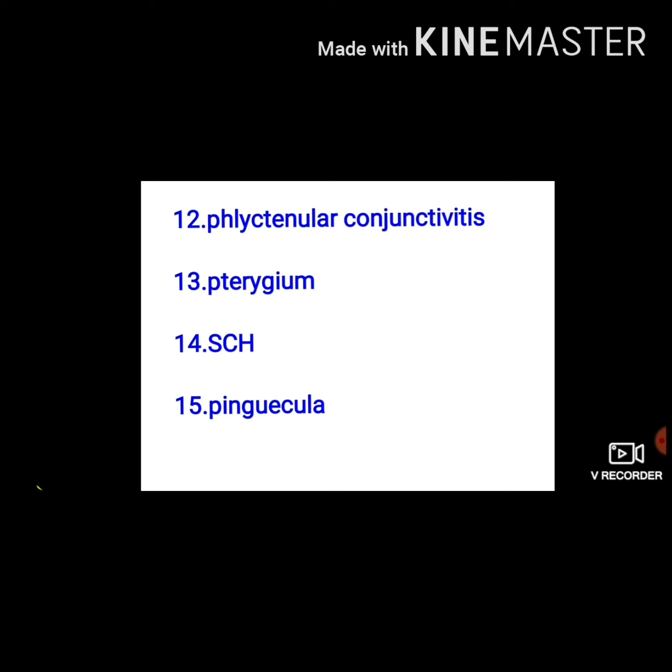There are two types, progressive and regressive. In progressive, the cap is very fleshy and vascular. The regressive is whitish, thin and atrophic.